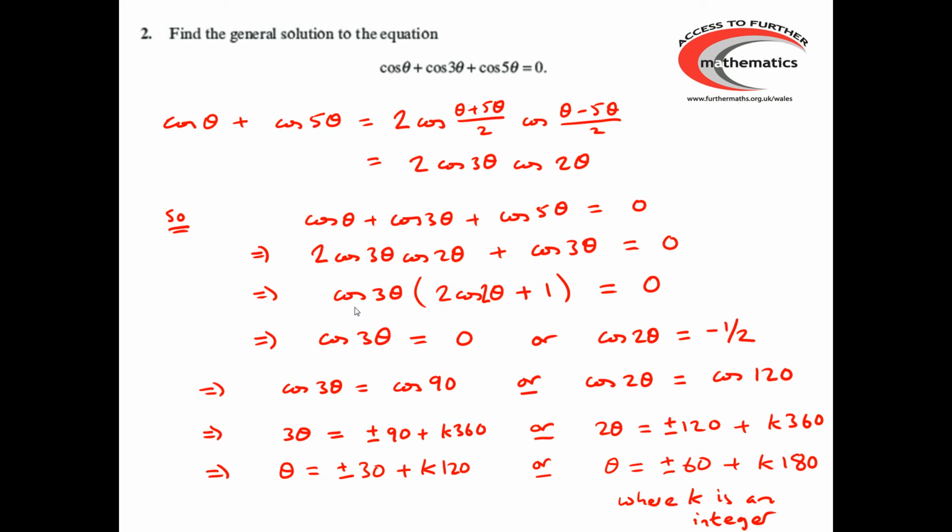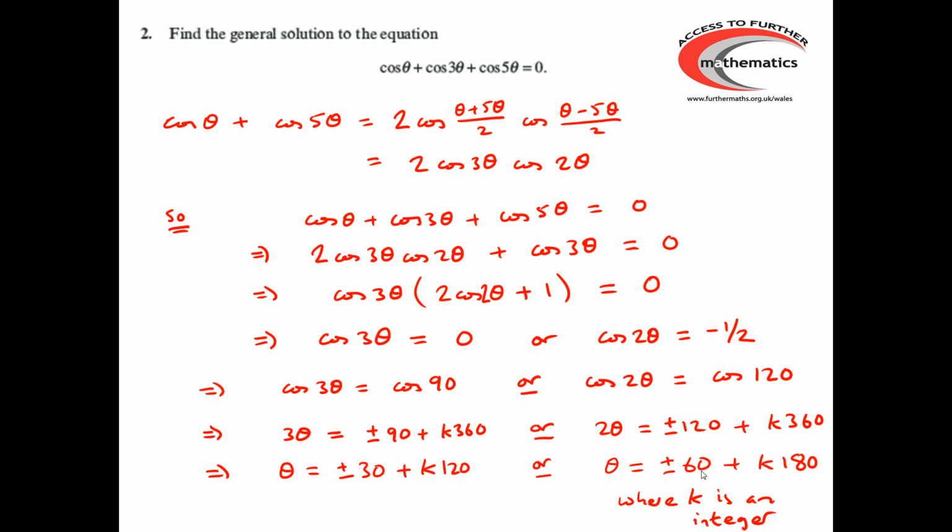Now, the mark scheme for this question gives 2 marks for using the factor formulae to move from the original equation down to this one, then another mark for the factorisation stage, and then there are 2 marks for moving from the cos 3θ = 0 down to the general solution of that equation, so that's this part of the work, and another 2 marks for moving from cos 2θ = -1/2 down to the general solution for that equation, so that's the alternative solution down here.